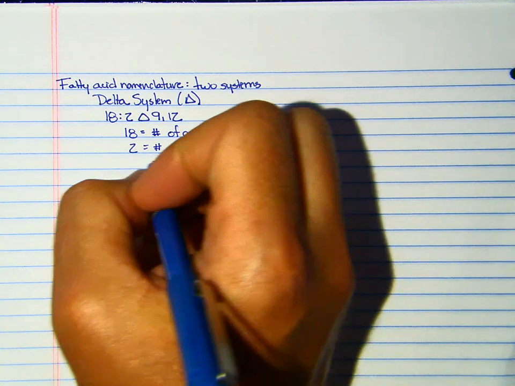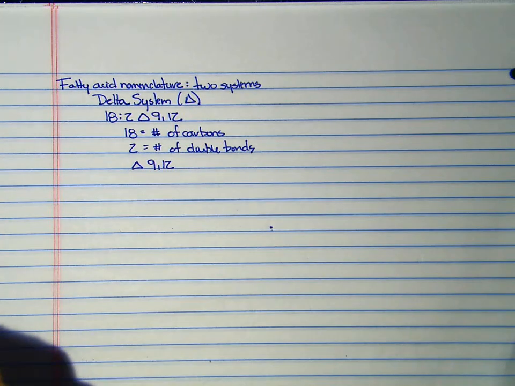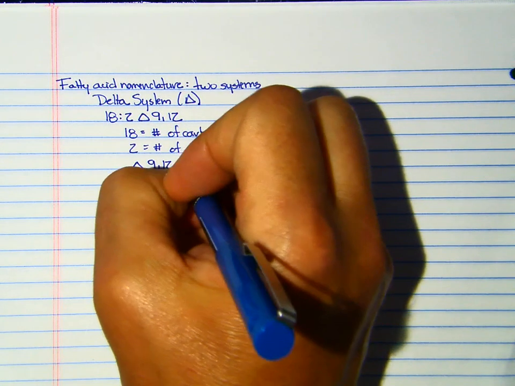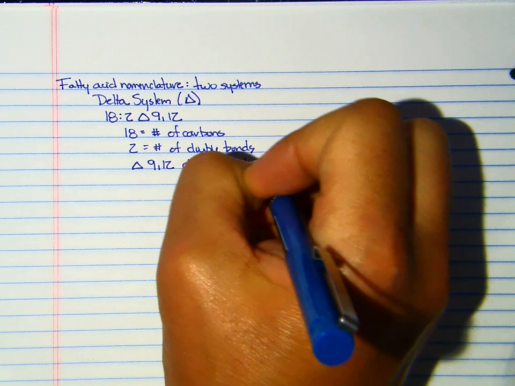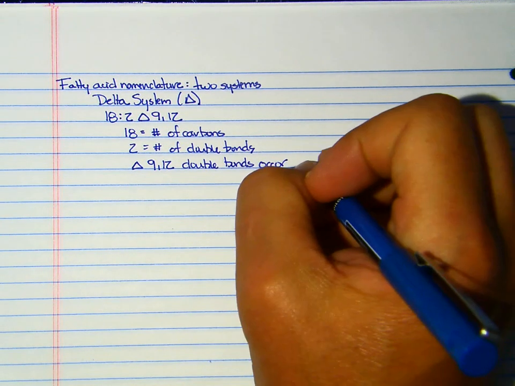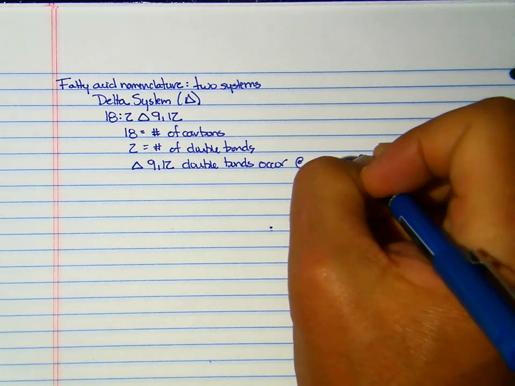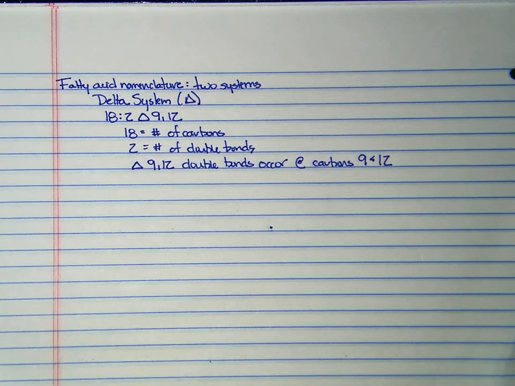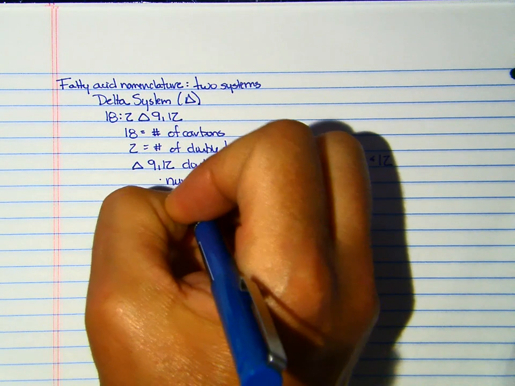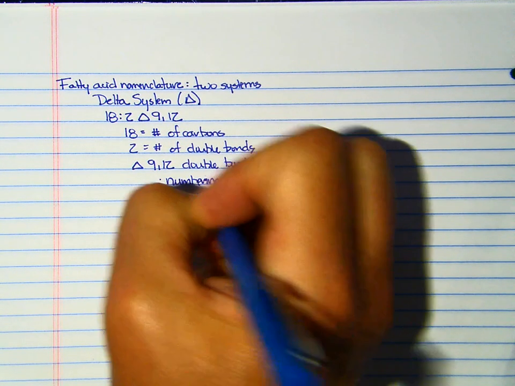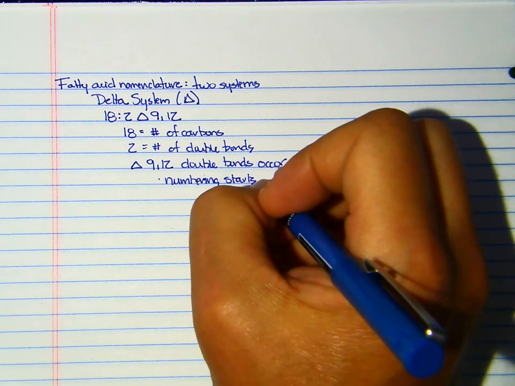And then the delta 9, comma 12 informs us that the double bonds occur at carbons 9 and 12. Okay, and numbering starts at the carboxyl end.